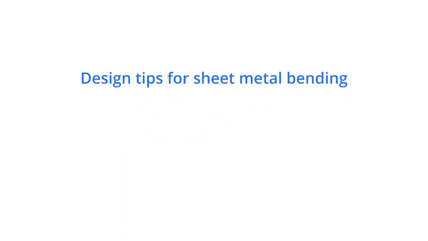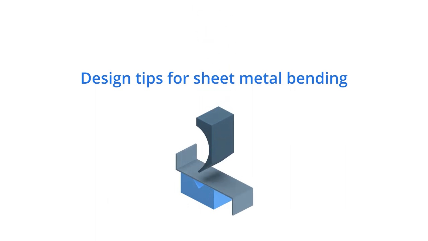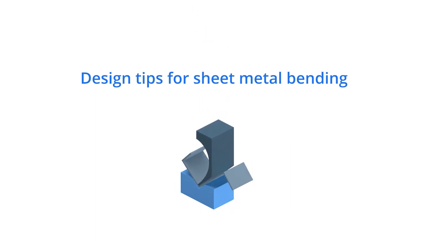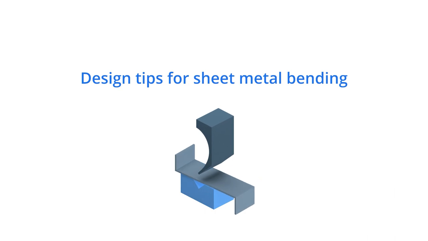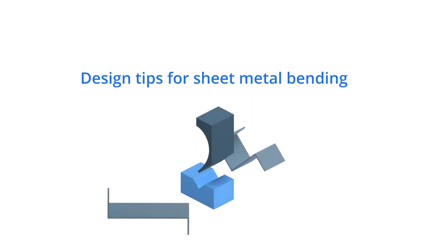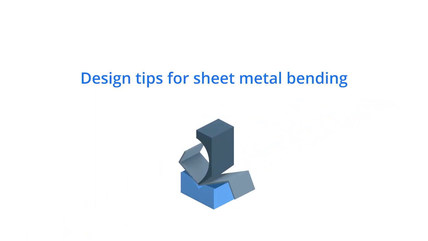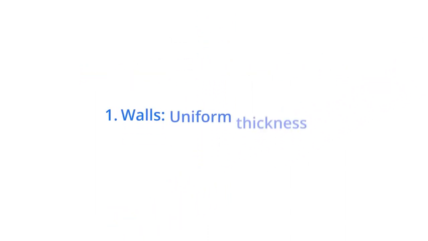Design tips for sheet metal bending. Bending is one of the most commonly used processes when forming sheet metal parts. The costs and quality depend on various factors, including setup costs, material costs, and design complexity. To ensure a trouble-free bend and to avoid deformation, we recommend following certain design tips for every type of sheet metal part feature. Walls, uniform thickness.